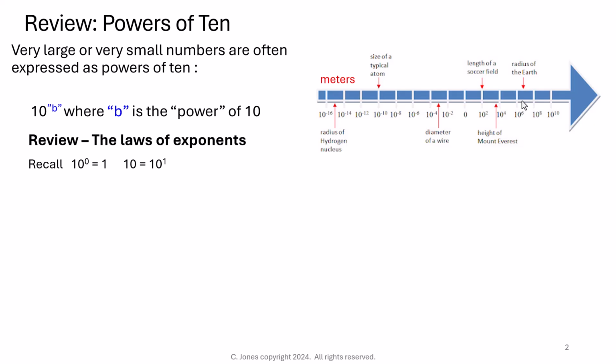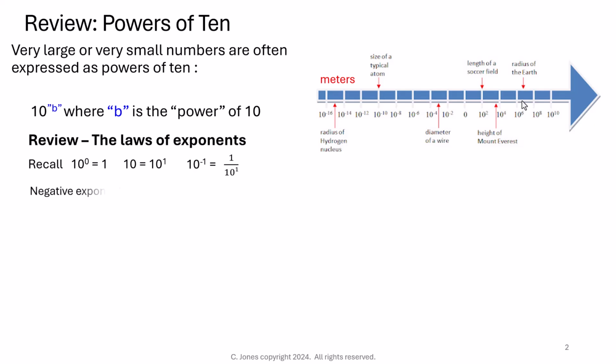There will be the law of multiplying powers of 10 together where we need to add exponents, and we see sometimes people forget to include that 10. 10 to the minus 1 is equal to 1 over 10 to the power of 1.